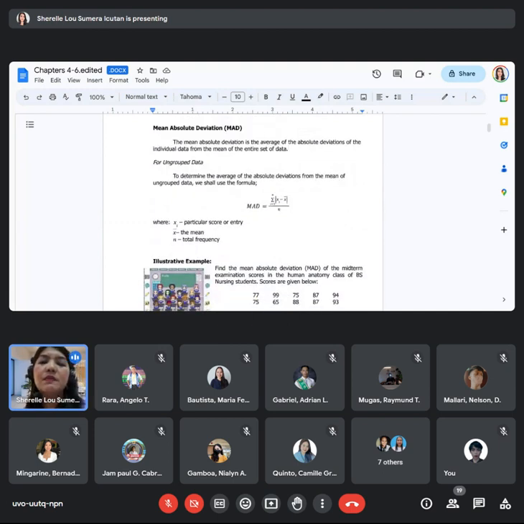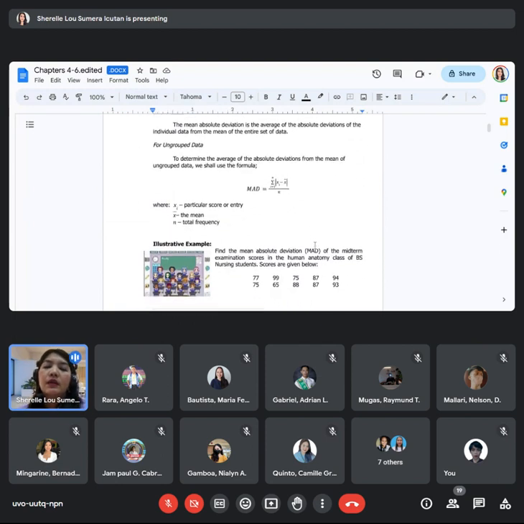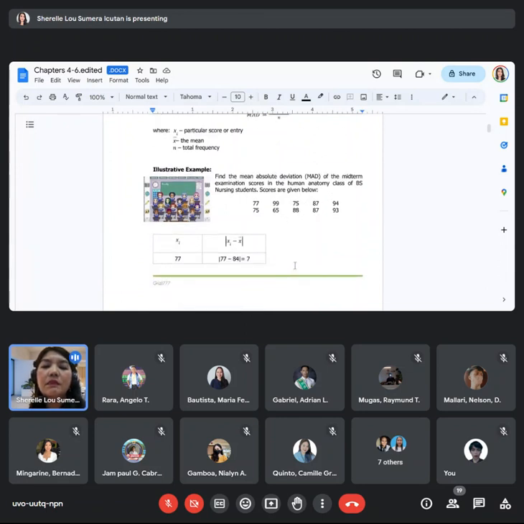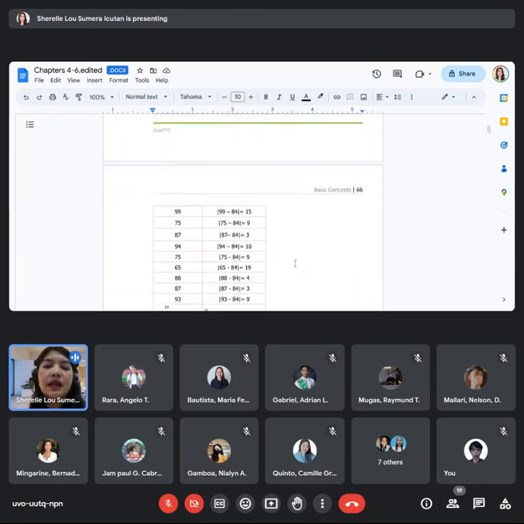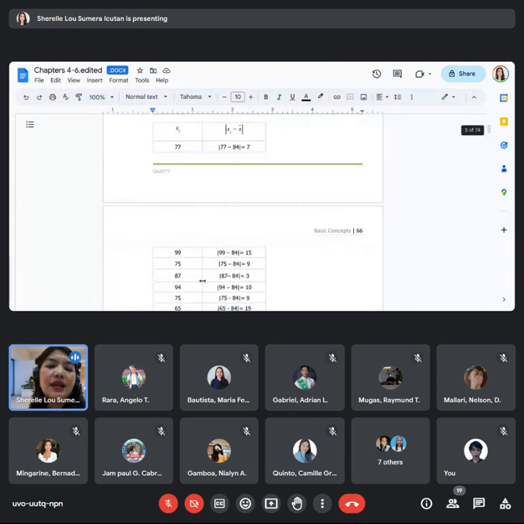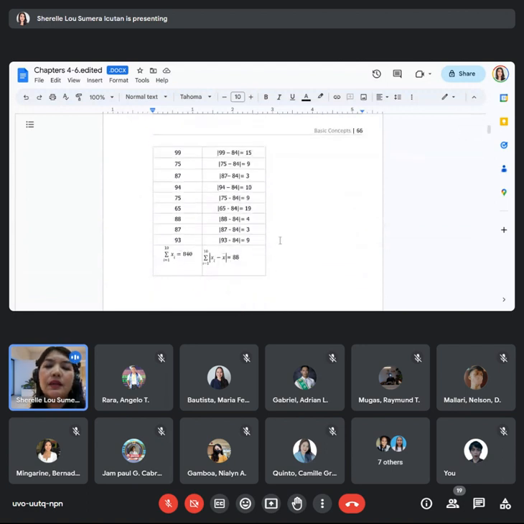Let's move on to MAD. What is MAD? MAD is mean absolute deviation. How are you going to compute that? So if you have your ungrouped data, you just get the mean first, and then you get the difference and get the absolute value of the difference of your mean with respect to each of the x sub i's.